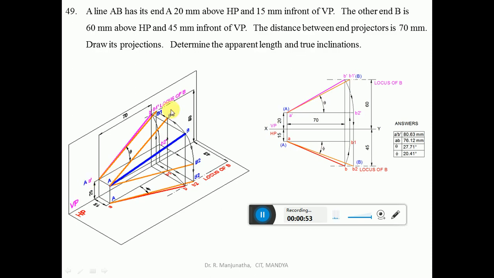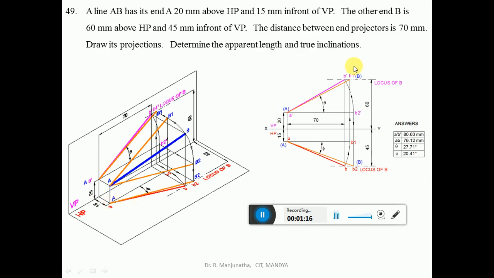Similarly, 15 mm in front of VP. So when you look from the top view, the distance in front of VP is seen, and when that point is projected onto the horizontal plane, that image is seen on the horizontal plane. So you are going to get this 15 mm in front of VP.